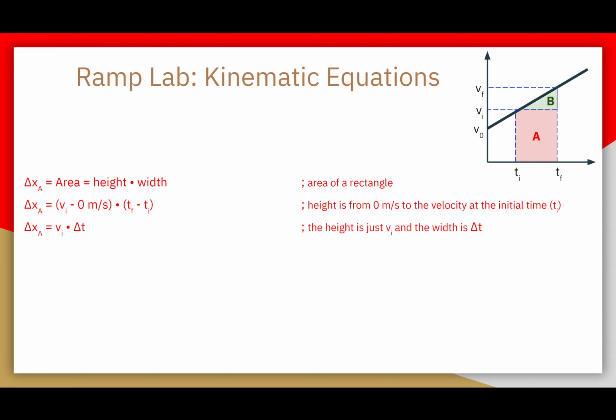Now, to calculate the area of region B, that triangular region, well, that's just going to be 1/2 height times width. That's the equation for the area of a triangle. In this case, though, my height is going to be calculated a little bit differently. The height here is final velocity, Vf, minus initial velocity, Vi. And I multiply that by that same width, which is my final time minus my initial time.